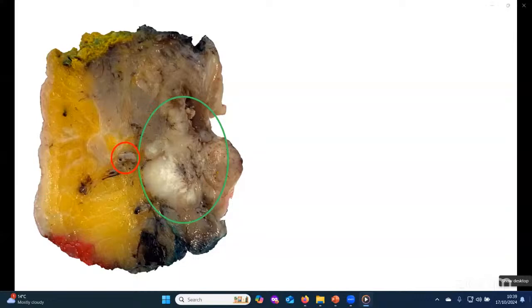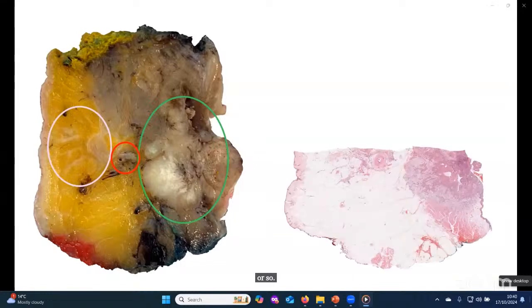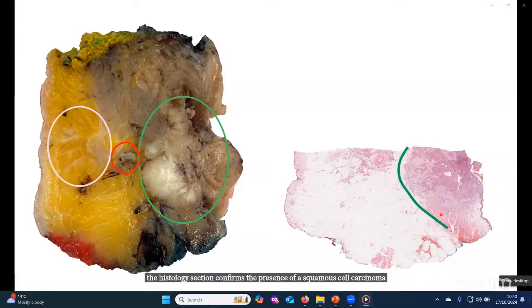When you look at the adipose tissue, certainly at the inferior part of the specimen, the fat looks within reasonable normal appearance. However, in the centre you will see these thin fibrous bands dissecting through the fat and extending to the dermis. In addition, this also seems to be wrapping around the zygomaticus muscle. The histology section confirms the presence of a squamous cell carcinoma invading buccinator muscle and involving fat.